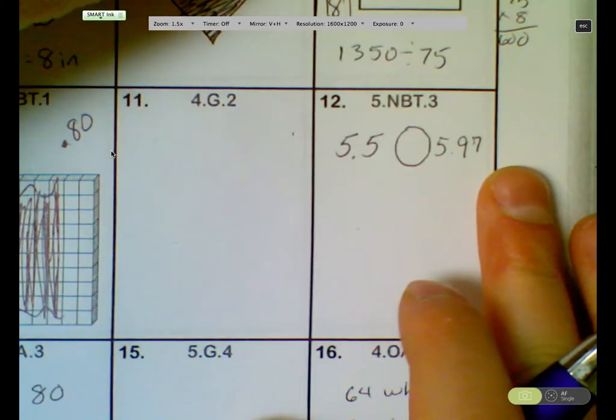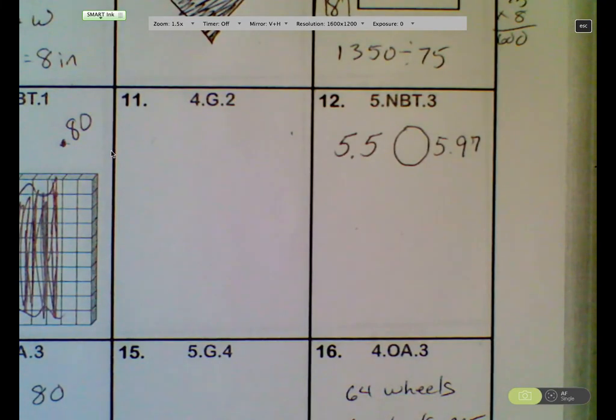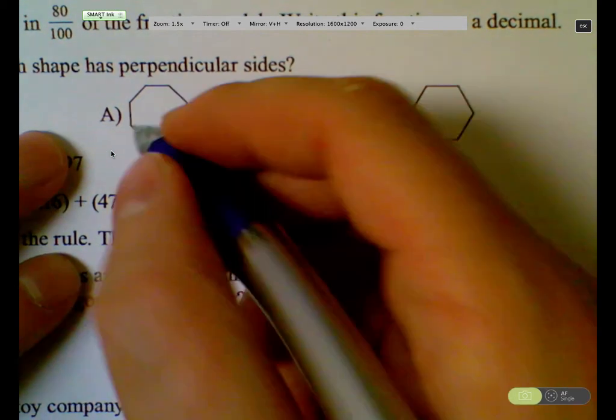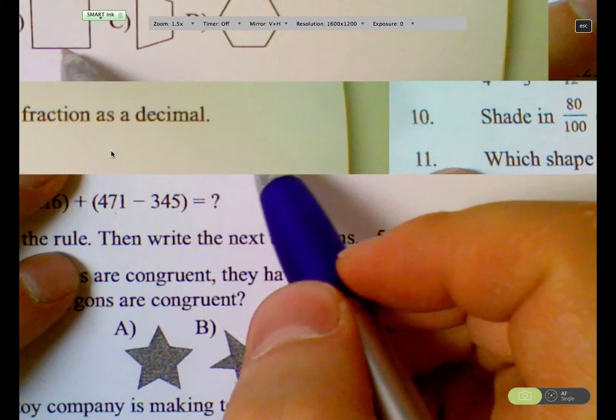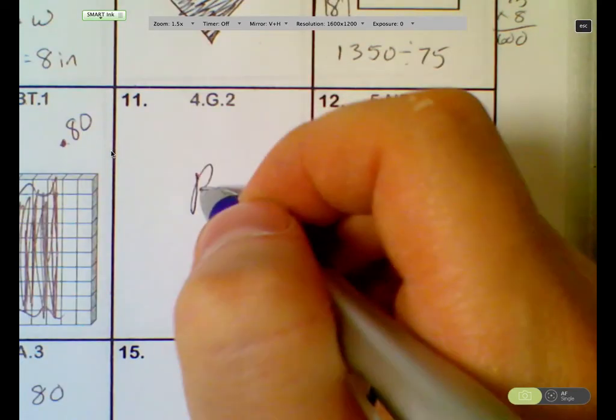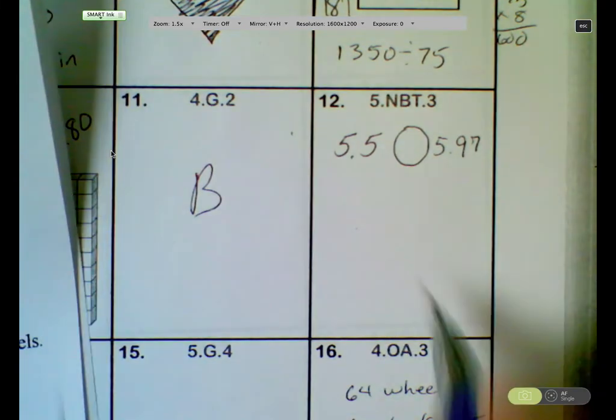Number 11 and 12. Number 11, which shape has perpendicular sides? Remember, perpendicular means it forms a right angle. No right angles. Here's some right angles. No right angles. No right angles. It's B, the square.